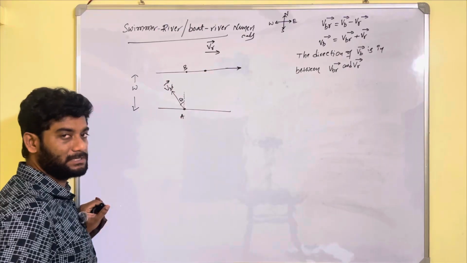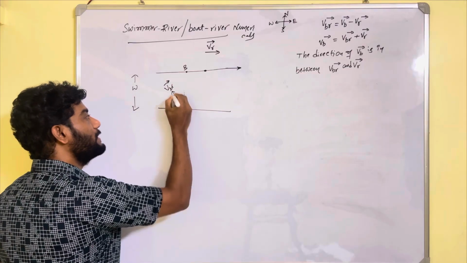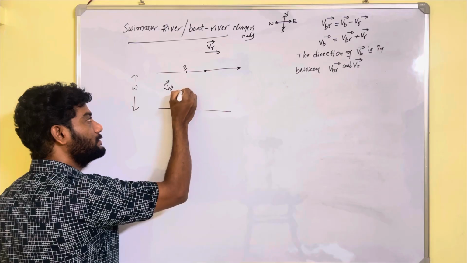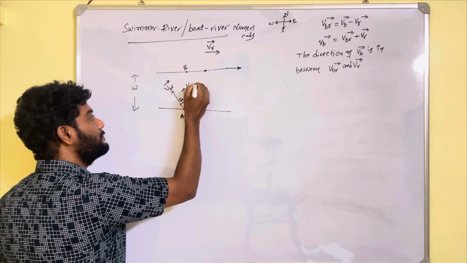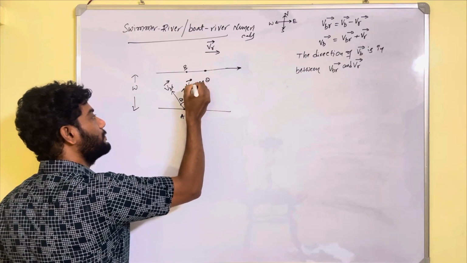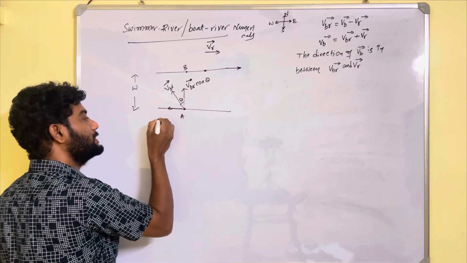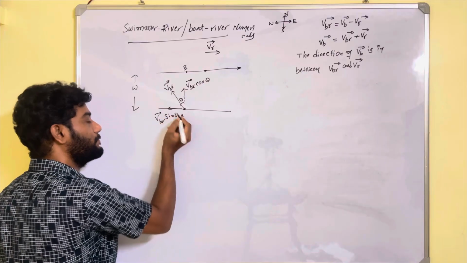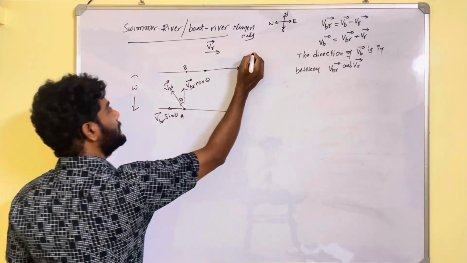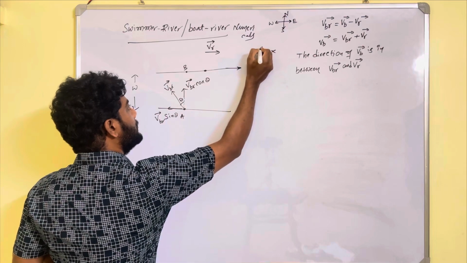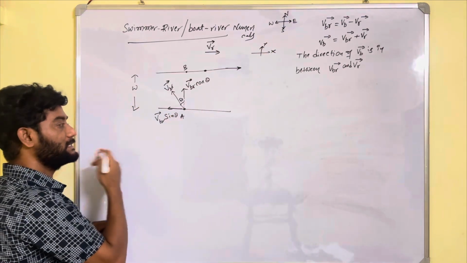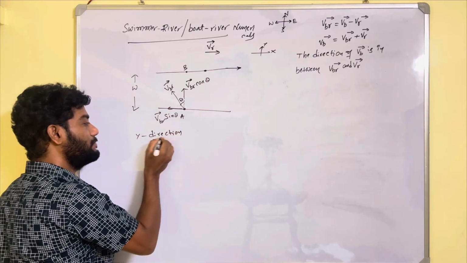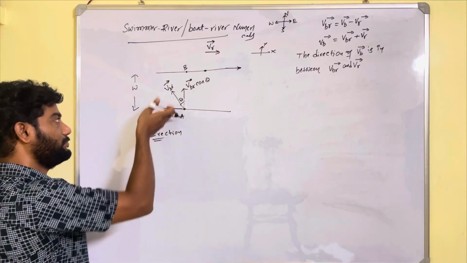Now let us discuss one by one. This is the velocity of the boat with respect to river, and this is the vertical. It is divided into two components: VBR cos theta, and in the x direction, VBR sin theta. I am considering this as the x axis direction and this as the y axis direction. First I am discussing the y direction.